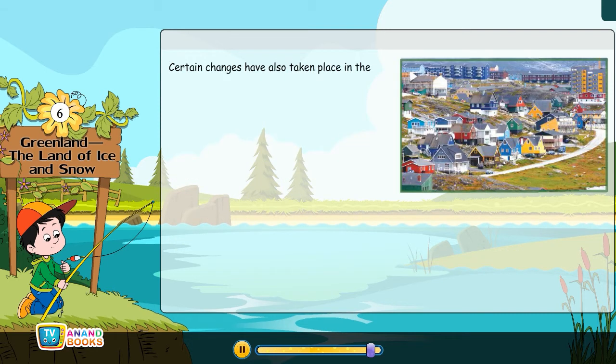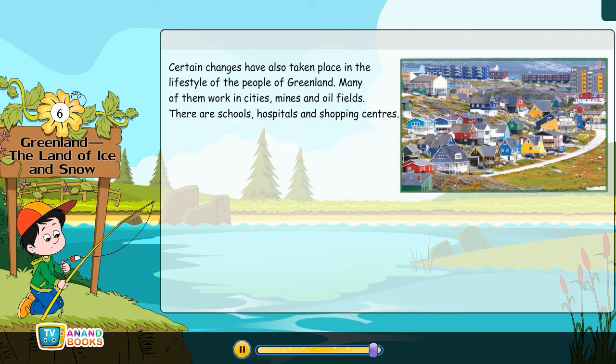Certain changes have also taken place in the lifestyle of the people of Greenland. Many of them work in cities, mines and oil fields. There are schools, hospitals and shopping centers. People live in permanent houses.